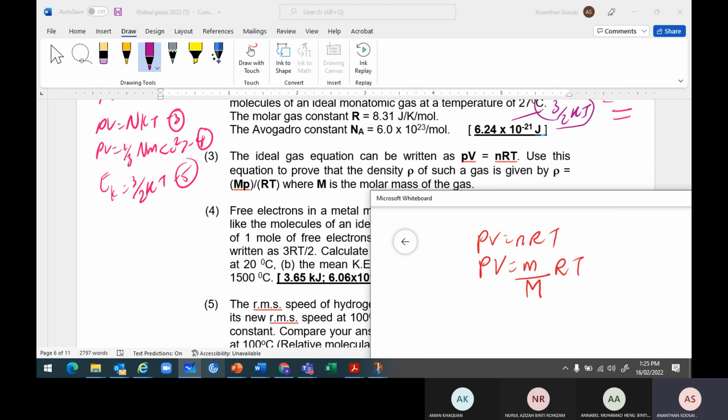So can you bring density in now? What can be combined to convert to density? Density is what? Density is mass over volume, right? Mass of the gas divided by the volume. That's your density. So just combine the mass over volume, convert to density, right?